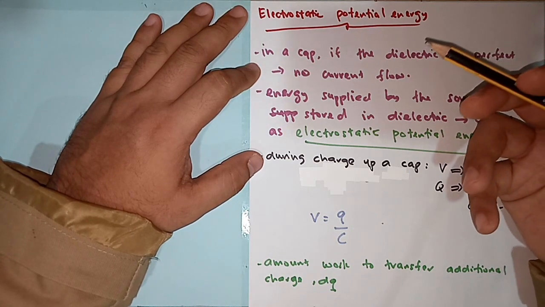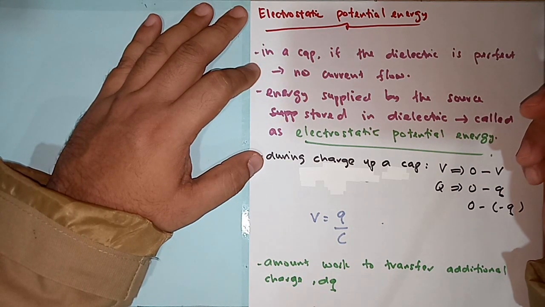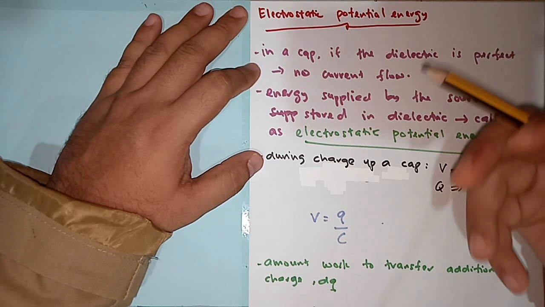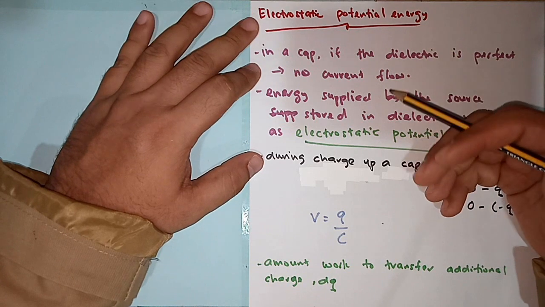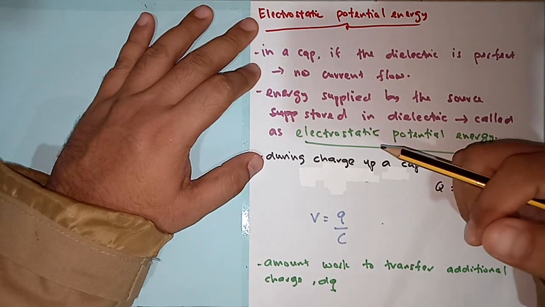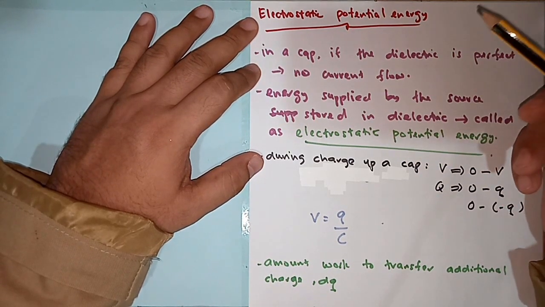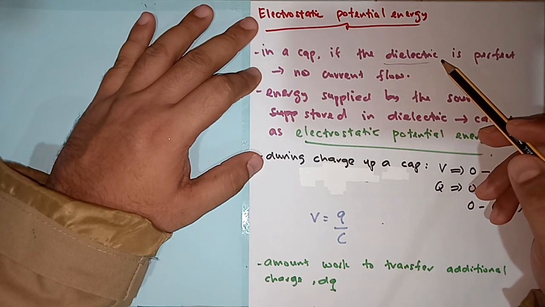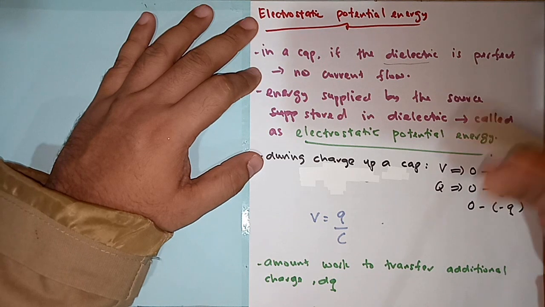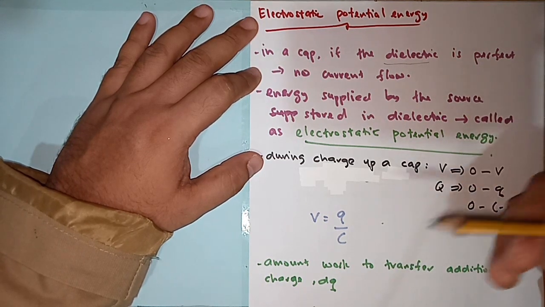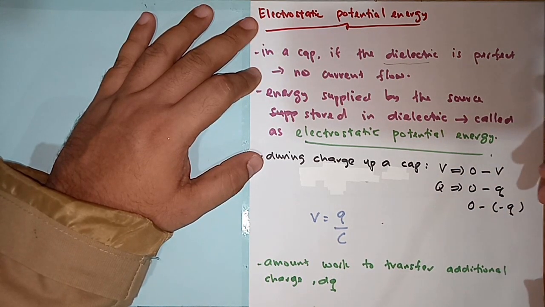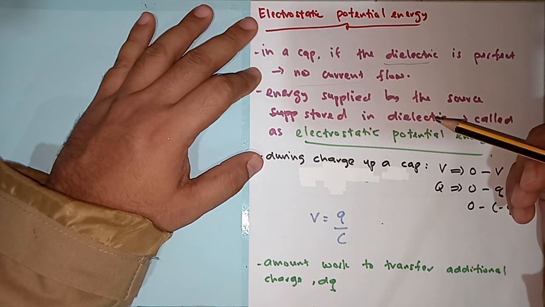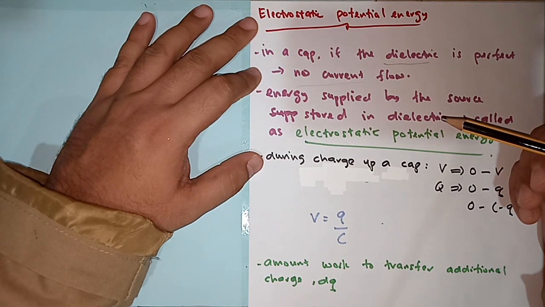When we connect a capacitor to a DC source, for example a battery, the battery or the DC supply will supply energy to the capacitor. However, if we consider that the dielectric material used in that capacitor to separate the two conductors is a perfect dielectric, then basically no current will flow inside the capacitor.